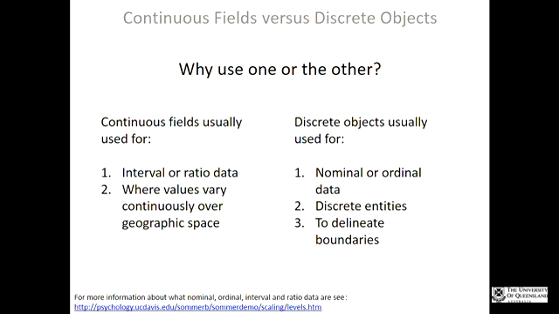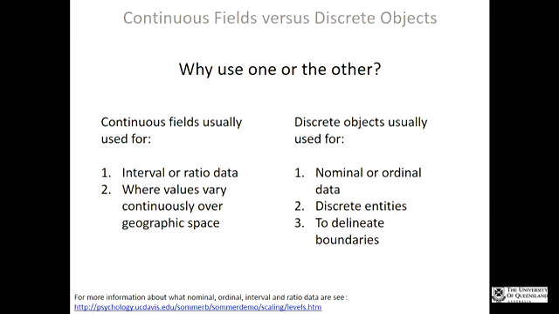In most cases, it doesn't really matter, but if it's interval data, you'd never divide one number by another. You would only do that for ratio data. For ratio data, dividing one number by the other makes sense, but also the difference makes sense as well, okay? But not for interval data. But in most cases, for the implementation of the data model, it doesn't make any difference. And then, continuous fields are usually where these values vary continuously over geographic space. But as you go through the course, you'll see exceptions to that.